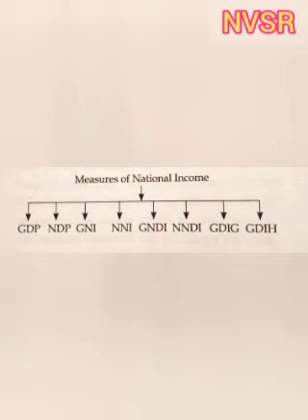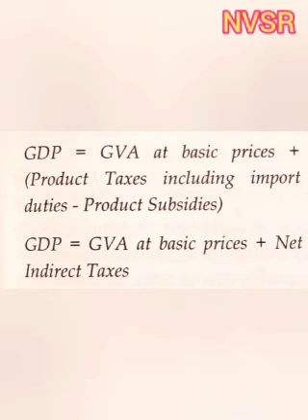GVA at factor cost is compensation of employees plus operating surplus or mixed income plus consumption of fixed capital. Here the value addition comprises only the reward to factors of production, which is called factor cost.